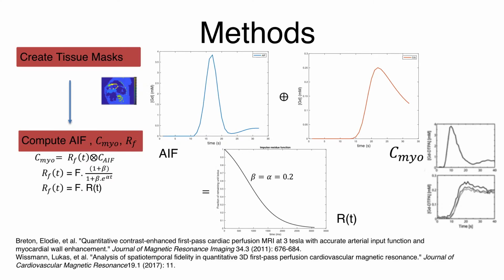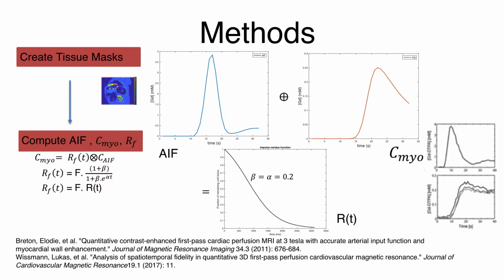Overall, the methods used in this project are like three to four steps. The first step is to create the tissue mask. So I used XCAT to create a 3D volume, and after the creation of the 3D volume, I computed the AIF, the contrast agent concentration in myocardium, and R of t.